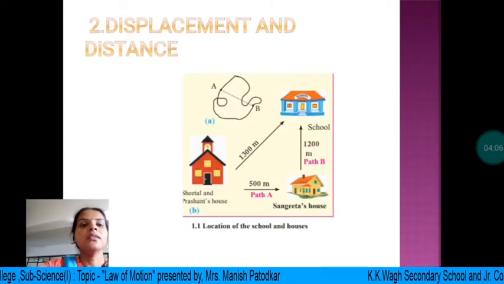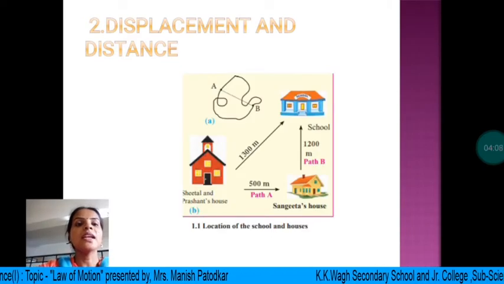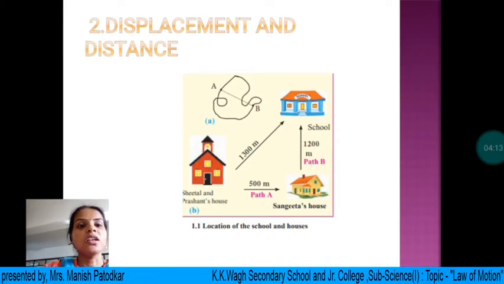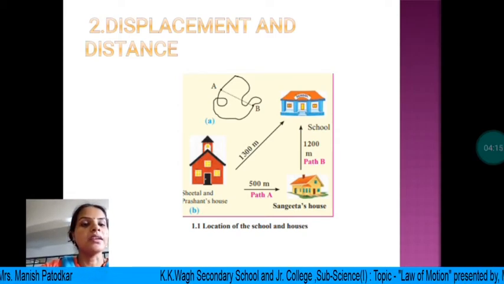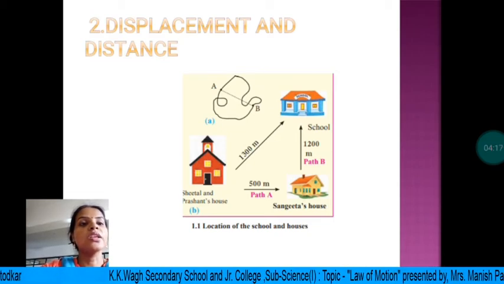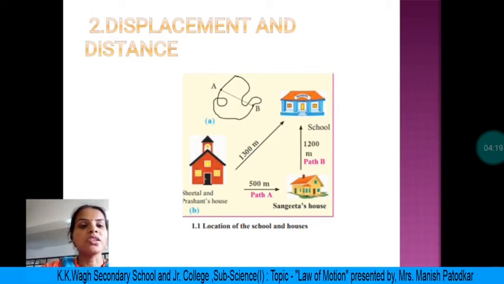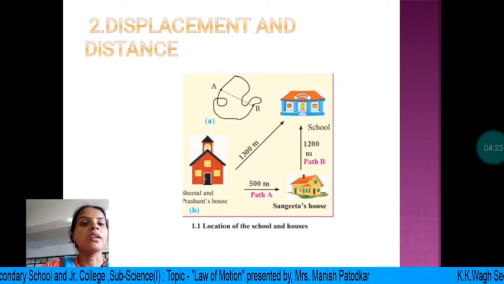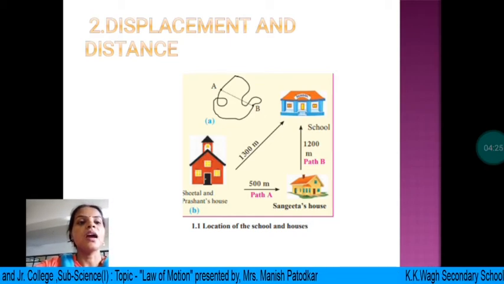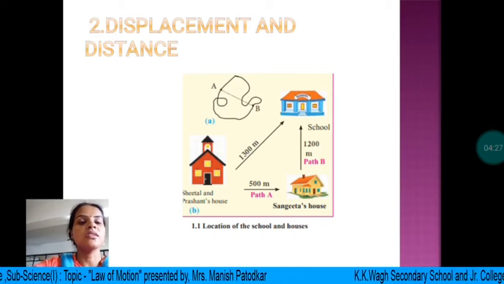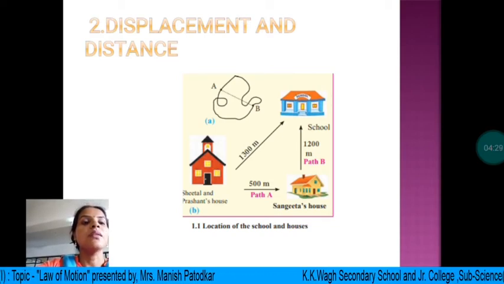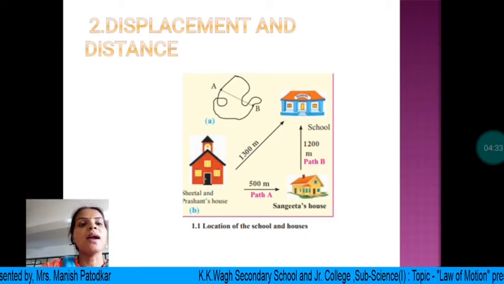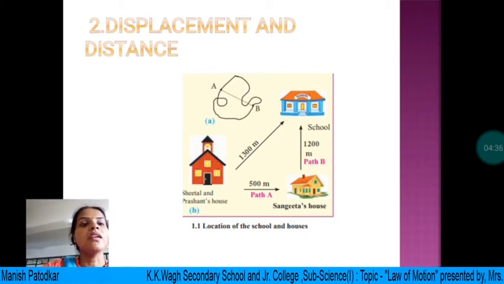Now the concept of displacement and distance can be shown by doing one activity. There were three students, Shital, Prashant and Sangeeta. Their target is to reach the school. Shital and Prashant first go to Sangeeta's house, so they cover a 500-meter distance. Now the three students reach the school by covering, by path B, a 1200-meter distance. So the total distance covered is about 1700 meters.